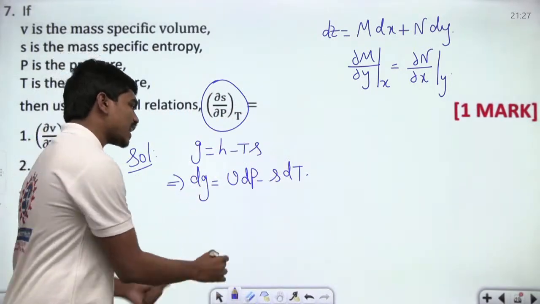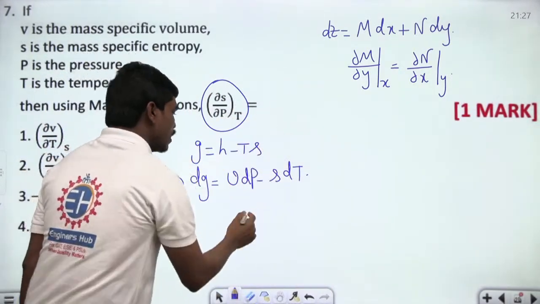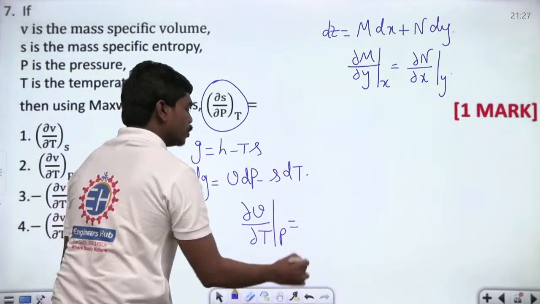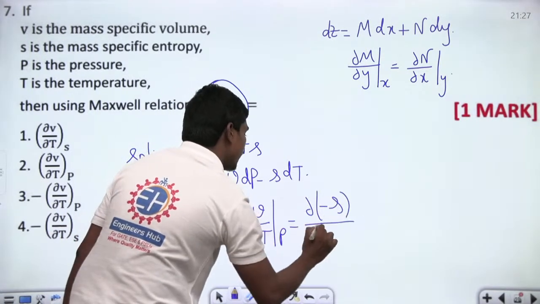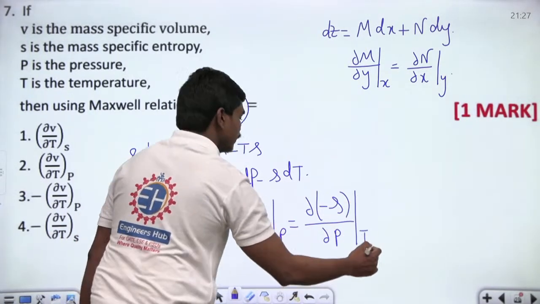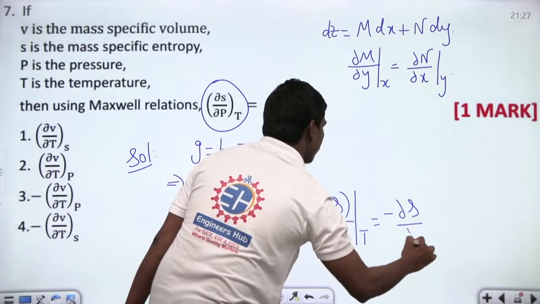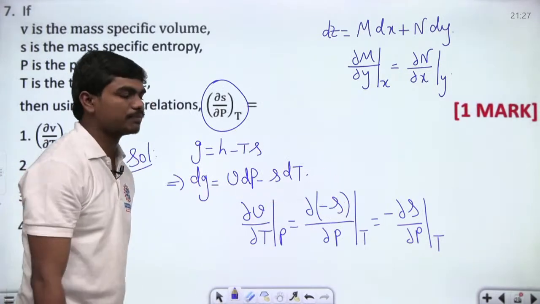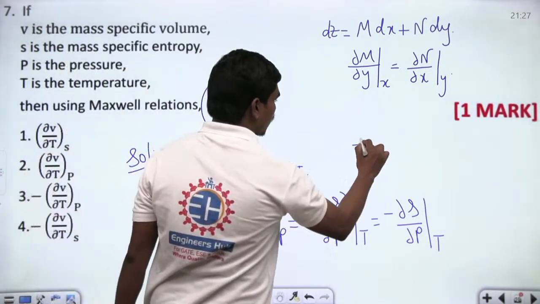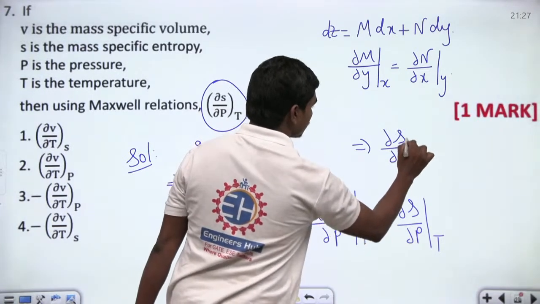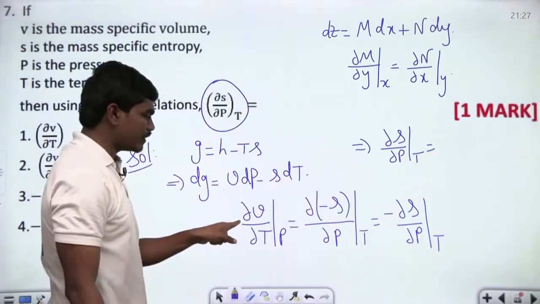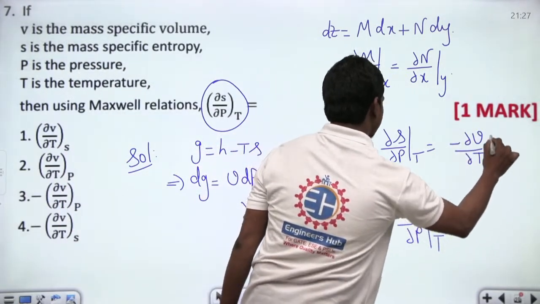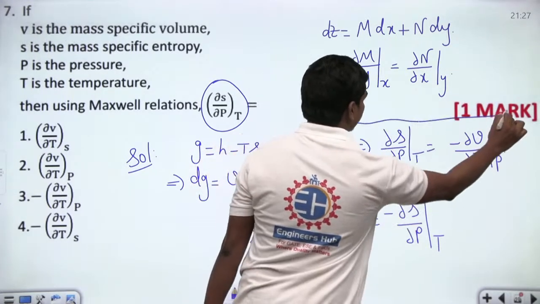And if this G is an exact property, then if you compare these two equations, one thing that you should have, dou V by dou T at constant pressure, this should be equal to dou of minus S by dou P at constant temperature, which is equal to minus dou S by dou P at constant temperature. So dou V by dou T at constant pressure is minus dou S by dou P at constant temperature. So one thing that you can conclude, dou S by dou P at constant temperature will be nothing but negative of this particular value, which is minus dou V by dou T at constant pressure. Clear? So this is what we have.